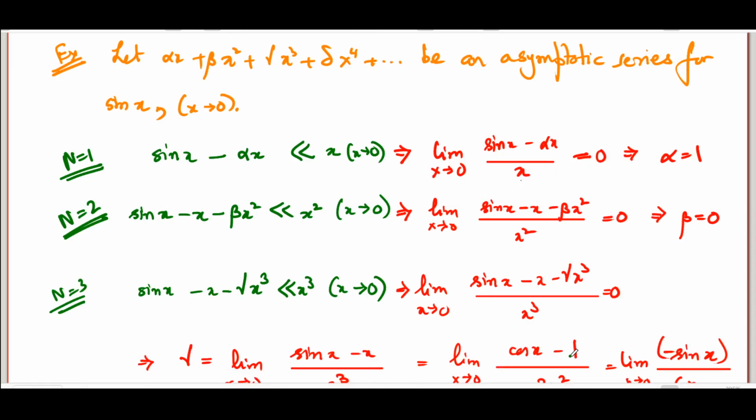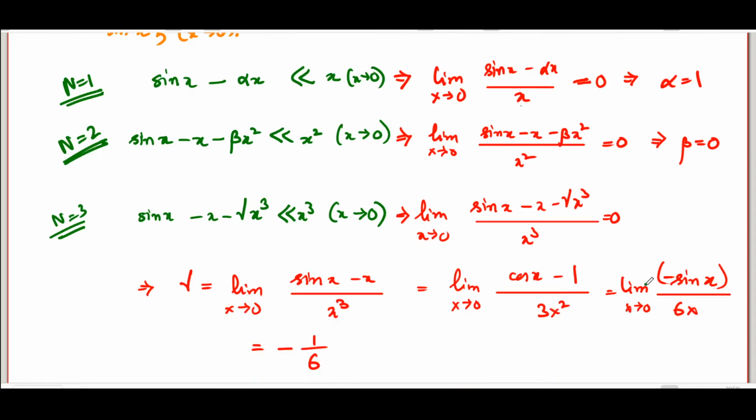So beta is 0. There is no quadratic term in the asymptotic series. What about n equals 3? Well, if you include the n equal to 3 term, then the series is 1 times x plus 0 times x squared plus gamma x cubed. So you're taking that away from sin x. You're claiming that this has to be negligible compared to x cubed. So this is the limit which has to vanish. And that immediately tells me that gamma has to be the limit as x goes to 0 of (sin x minus x) by x cubed. You take the limit of this.